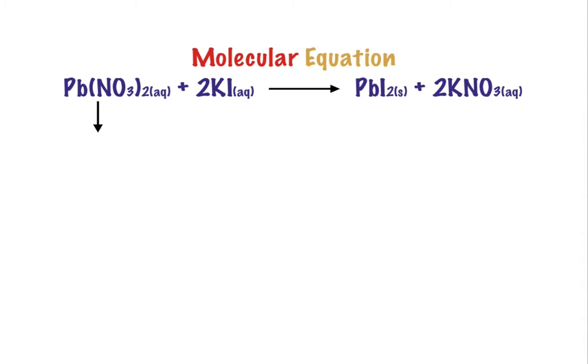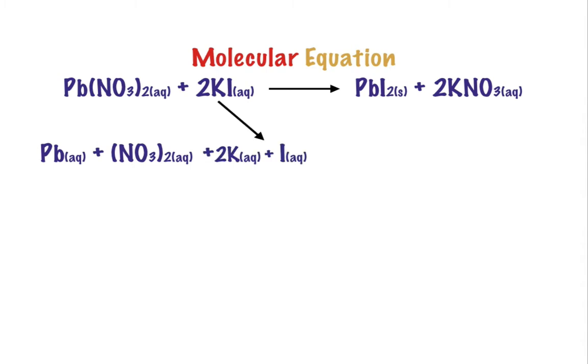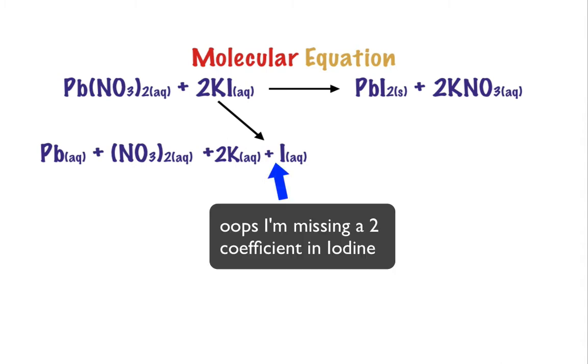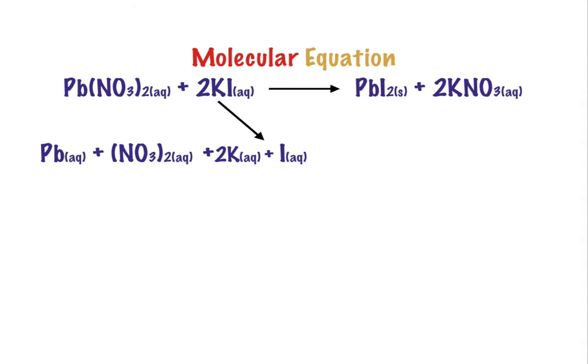If I look at lead nitrate, what's actually happening in the aqueous solution is that lead aqueous is floating separate from nitrate aqueous. Likewise with my other reactant, I have potassium aqueous floating freely and separate from iodide aqueous. And on my product side, this one's a little different because lead and iodide actually do combine together and form a solid. So this in fact is accurate, because they are combined.